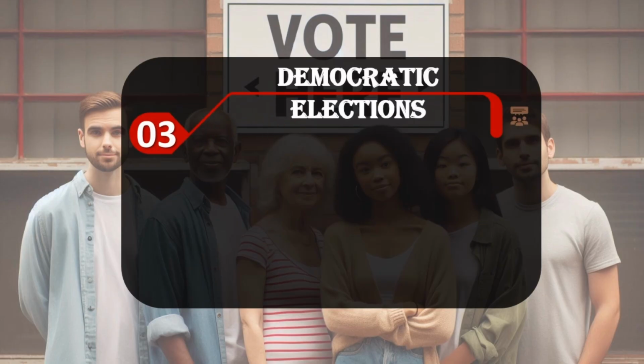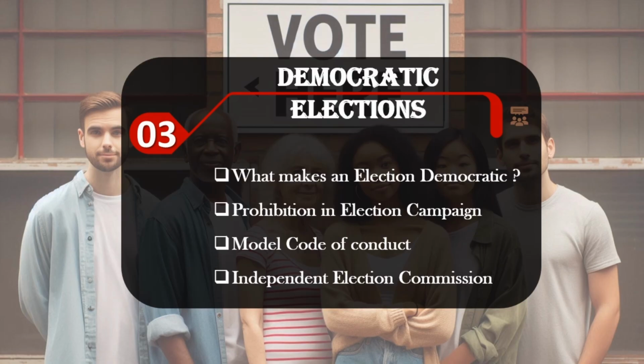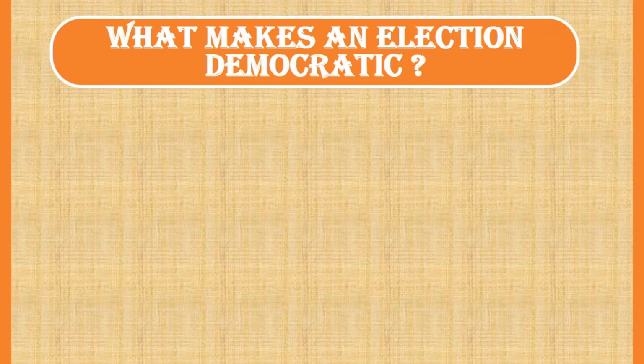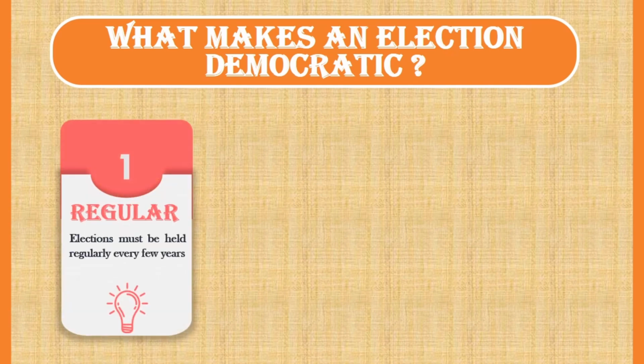The next topic is democratic elections. The question is, what makes an election democratic? If we are given an example of any country and asked whether elections in that country are democratic or not, we will have to look for three characteristics. The first one is regular elections. Elections are democratic if they are held regularly. For instance, in India, parliamentary elections as well as state assembly elections are held every 5 years.